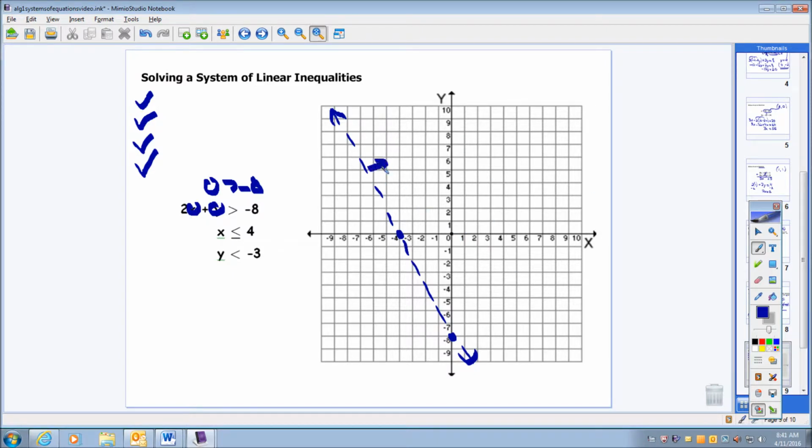Just put little arrows here reminding us that the answer is to the right of the dotted line. All of this is gone. See where my mouse is? All of this is gone. We will never, ever color here, ever.